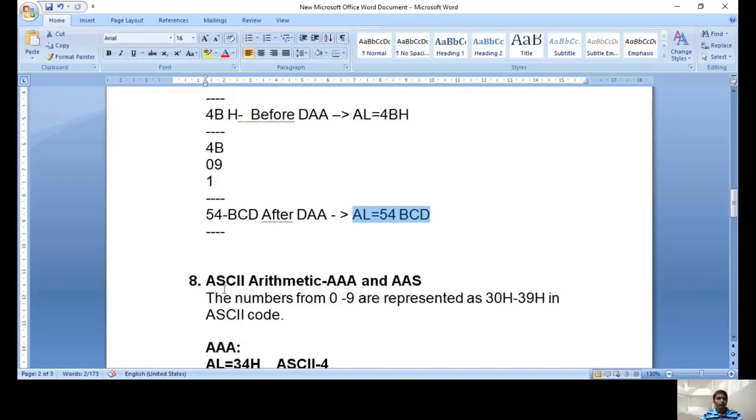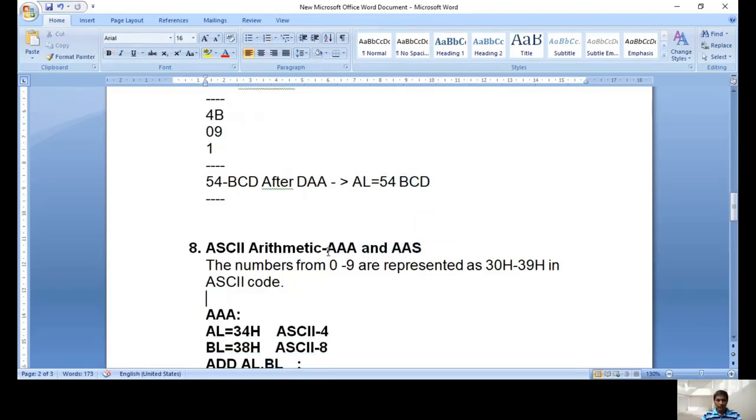That's all. Coming to the other important one, ASCII arithmetic. ASCII arithmetic instructions are mainly of two types, AAA and AAS. What is AAA? The full name is ASCII adjust accumulator after addition. AAS is ASCII adjust accumulator after subtraction.